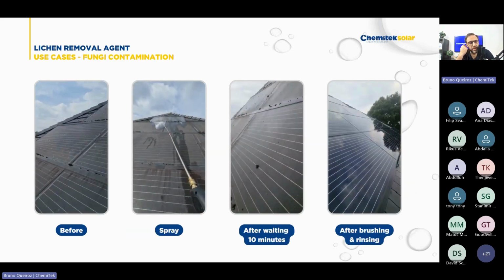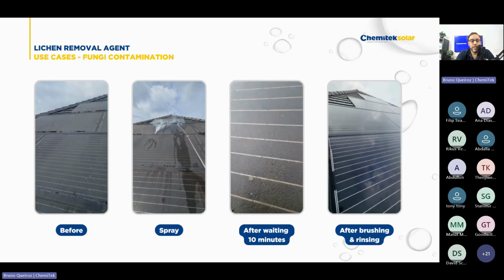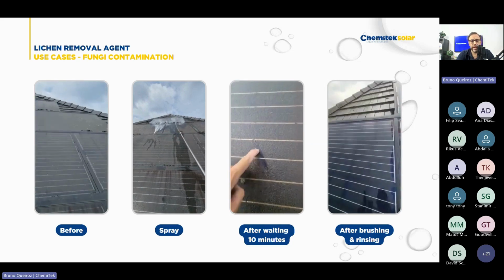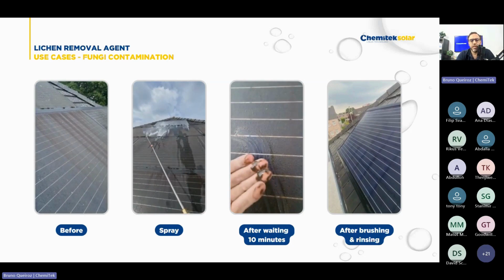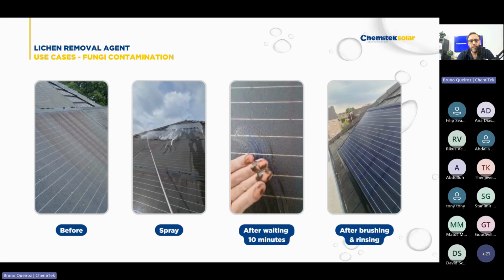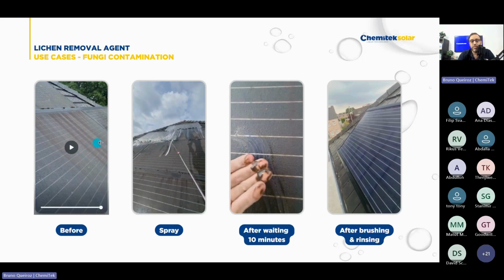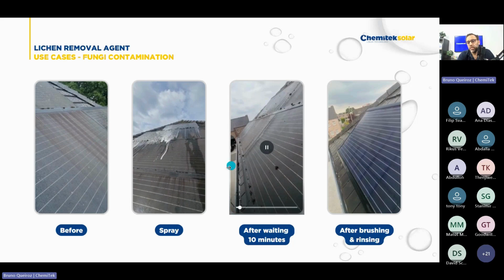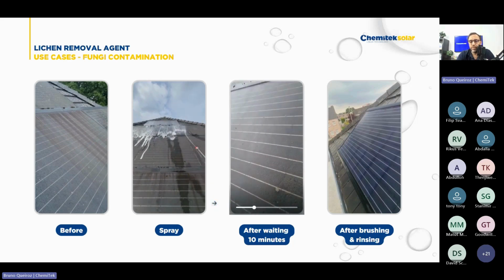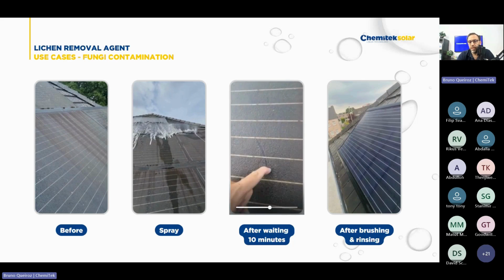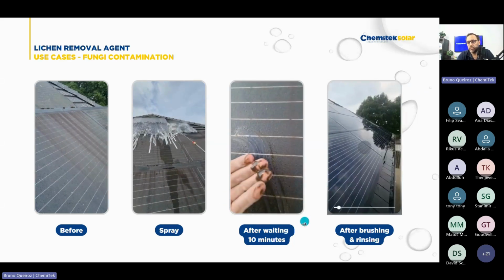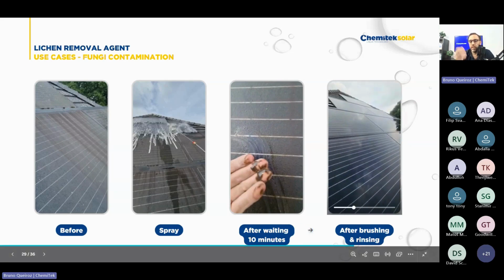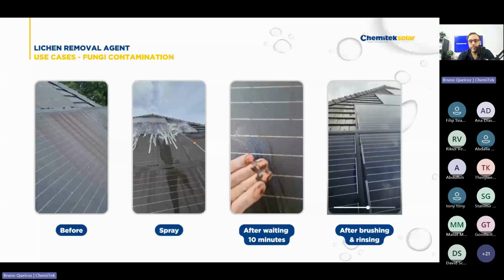On fungi contamination, using the lichen removal agent, it's simpler. Fungi can be hard if you are cleaning with just water, but when using the lichen removal agent, it becomes much simpler. You just need to spray it, and after waiting, you'll see that it's already soft, and you can just brush it off without much effort. And in the end, you'll get shiny modules looking as good as new after cleaning.